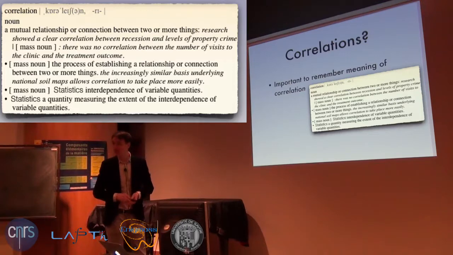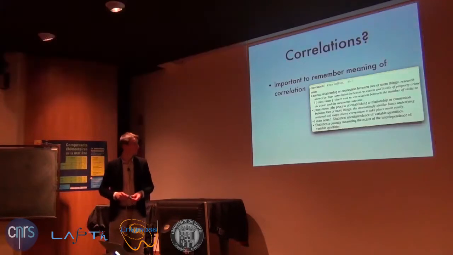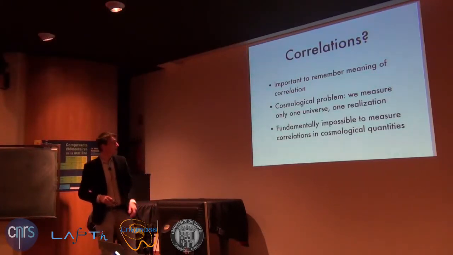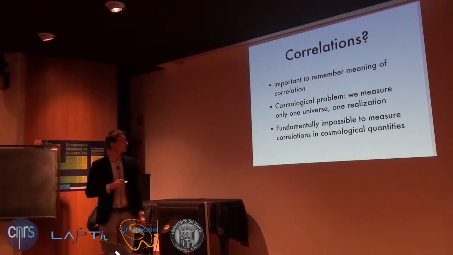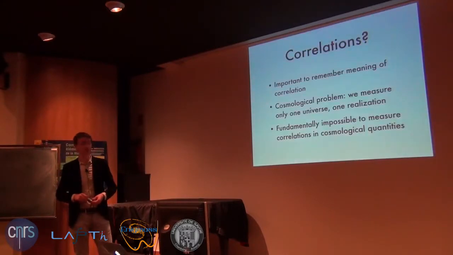In an experiment in a laboratory, you can do 1,000 measurements of the same system in different realizations. And then you can actually sum up all these measurements and look at the correlations between the different measurements. But in cosmology, we have a problem. We only measure one universe, one realization. So fundamentally, it's impossible to measure the correlations in cosmological quantities.